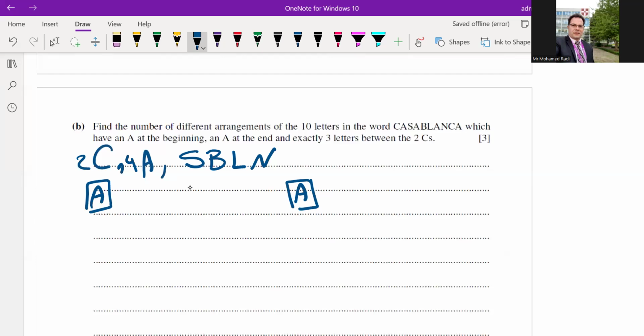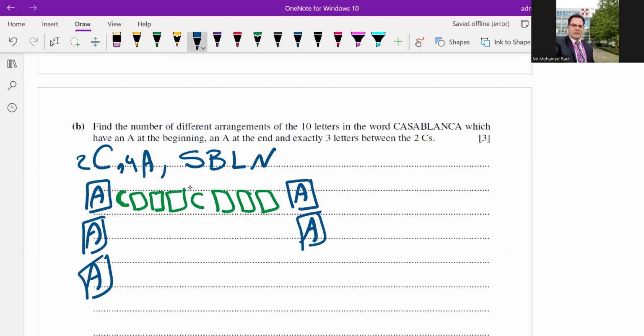At the beginning and at the end, there are A's, and exactly 3 letters between the 2 C's. Let's say we have C here, then 1, 2, 3, then C. How many are left? Because we have here now 1, 2, 3, 4, 5, 6, 7, there are 3 left. Let's now shift, still with the A's.